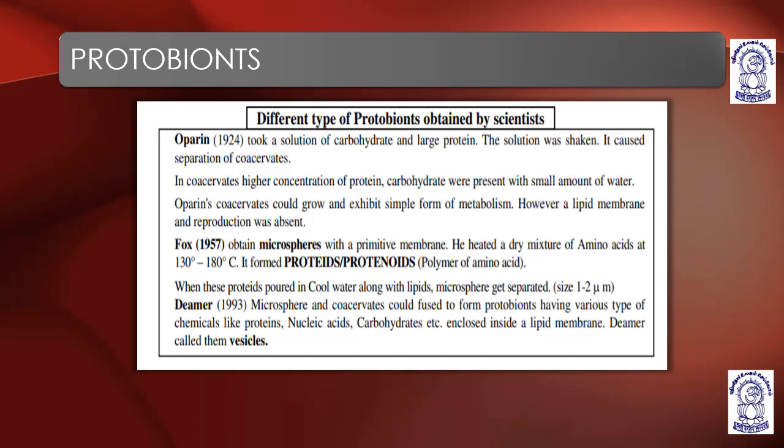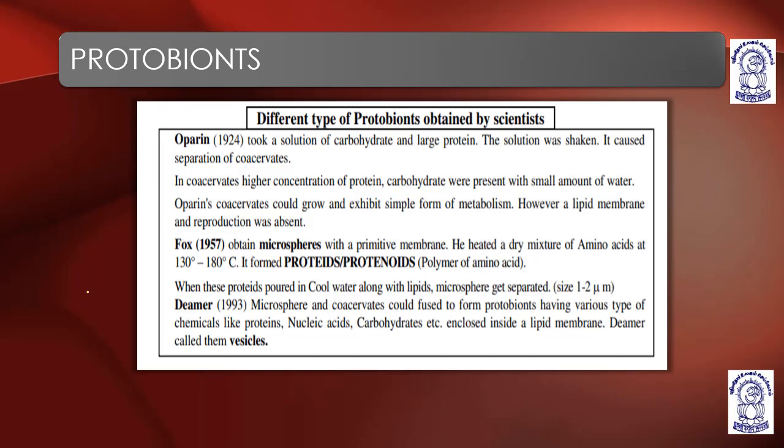If they can divide because of getting into enormous size, and that is why they lead to budding, right? However, a lipid membrane and reproduction was absent. Fox in 1957 obtained microspheres with a primitive membrane. He heated a dry mixture of amino acids at 130 to 180 degrees Celsius.